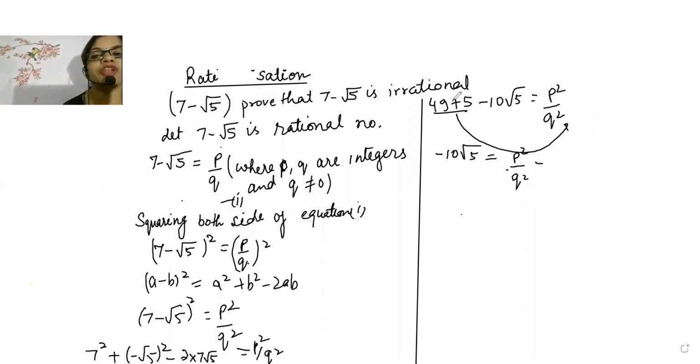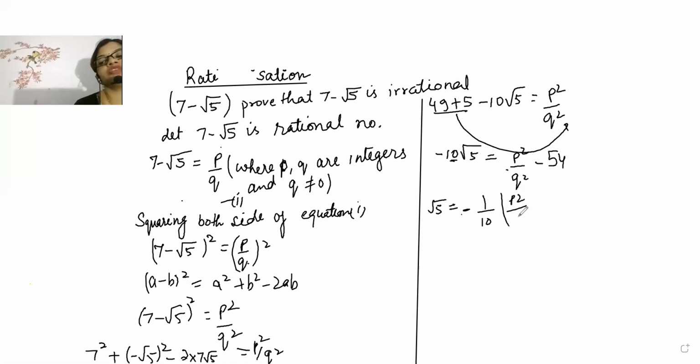Will it be 54, 49, 9 plus 1 is 10? So it will become 54. But when this will shift this side, it will become minus 54. Now, what you have to do, you have to take minus 10 and shift this side. So root 5 will be equal to, root 5 will be equal to minus 1 by 10, beta, because minus got shifted. And nothing written means here 1. 54 by, nothing written means there 1, beta.